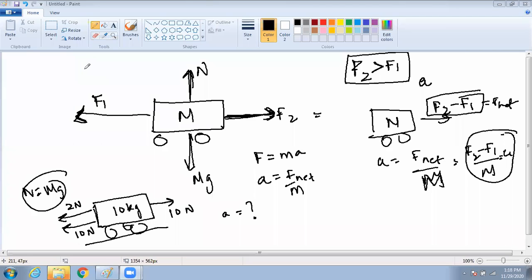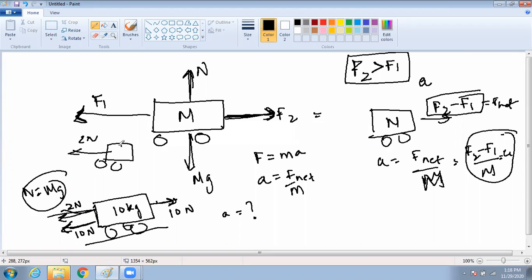Sir, 1 by 5. Very good. Okay, see, the body is moving, applied 10, total is 12 Newton. This is 10 Newton. So that means net the body will move in this direction at 2 Newton.